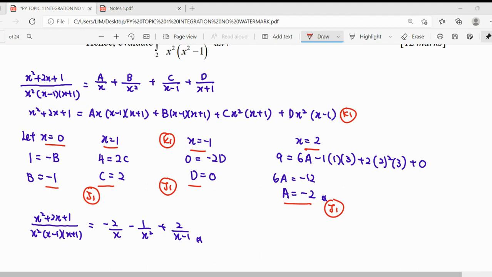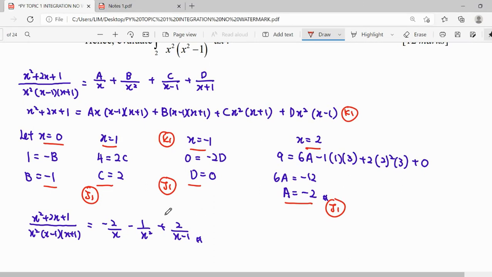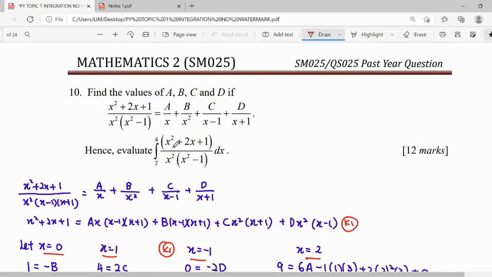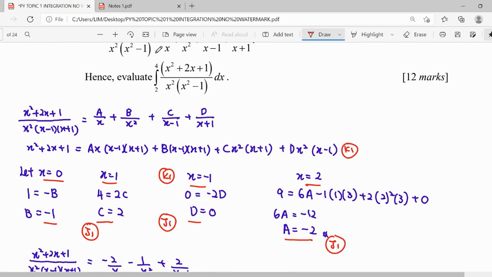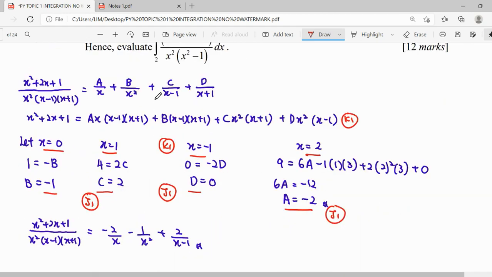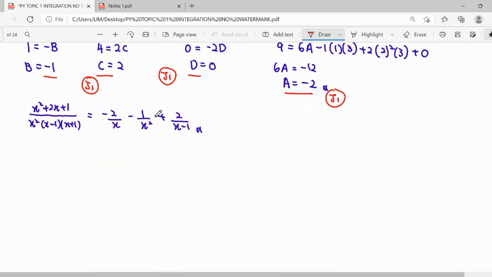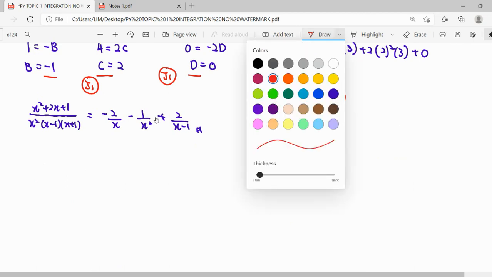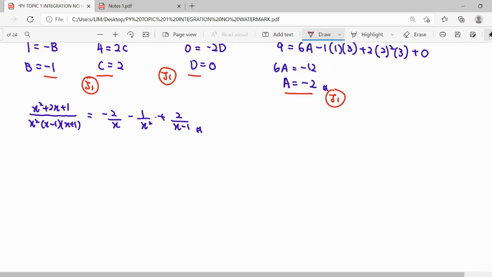Okay, so we continue for the second part. After we find this ABC, we are done, and hence we use this partial fraction, then we evaluate our integration. So integrate from 2 to 4. I will straight integrate this one by one. So integrate 2 to 4.